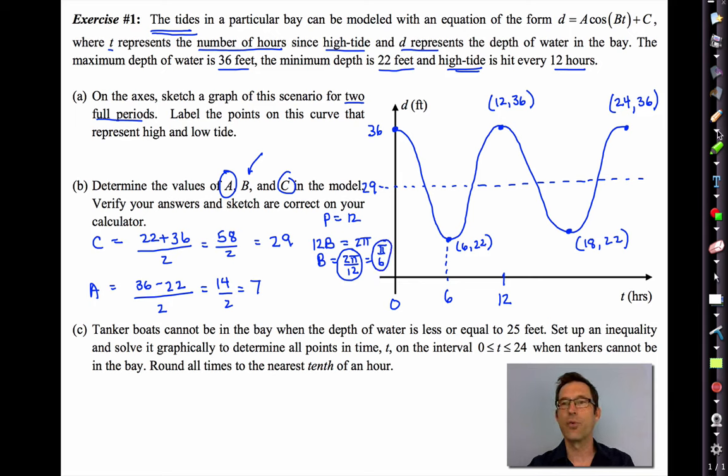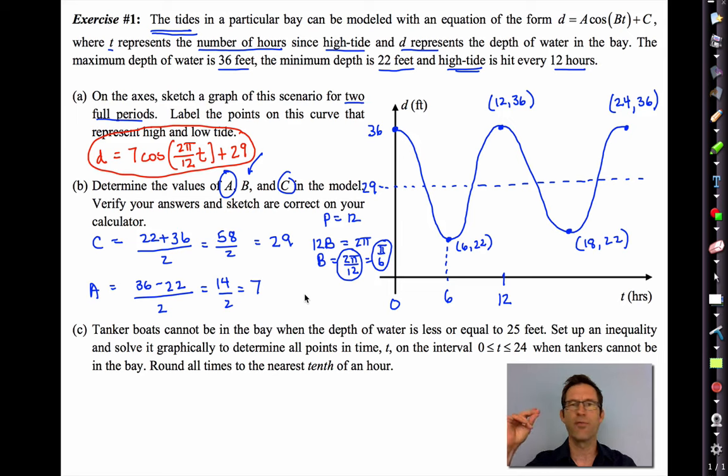Now I'm kind of running out of room right here, but what I'd like to do is actually write out the equation now. Actually, I shouldn't do it in y. I could do it in y, it doesn't really matter. But my equation now is d equals 7 times the cosine. I think I'm going to leave it as 2 pi divided by 12 times t plus c. That's my equation. All right. And let's verify that. We're going to need the graphing calculator anyway for letter C, so let's verify our answer.